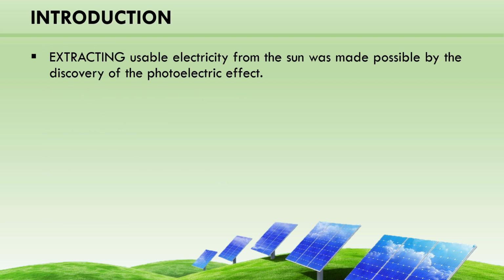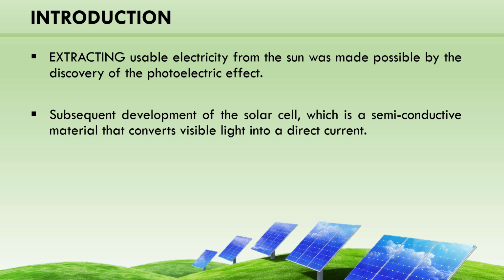Starting with Introduction, in remote areas the sun is a cheap source of electricity, because instead of hydraulic generators it uses solar cells to produce electricity. Extracting usable electricity from the sun was made possible by the discovery of photoelectric effect. Photoelectric effect makes solar power possible. It is the principle referring to when electrons are released by photons making an electrical current, which is what makes it possible for harvesting of electricity through the use of solar cells.